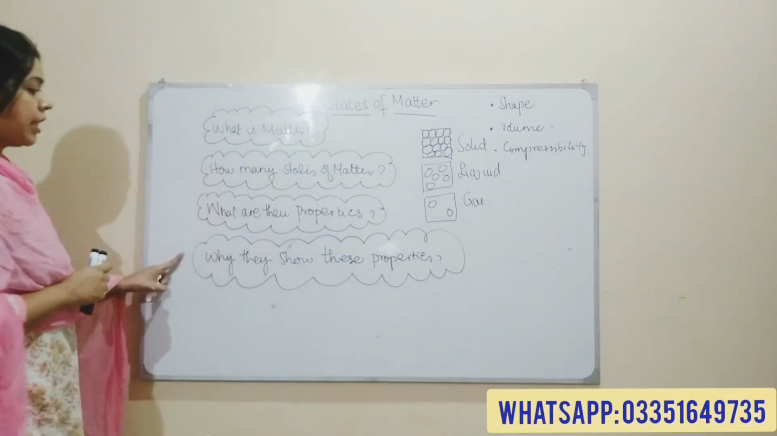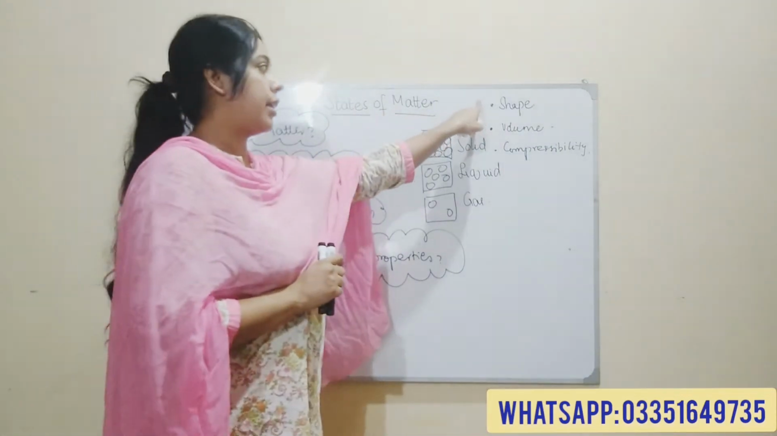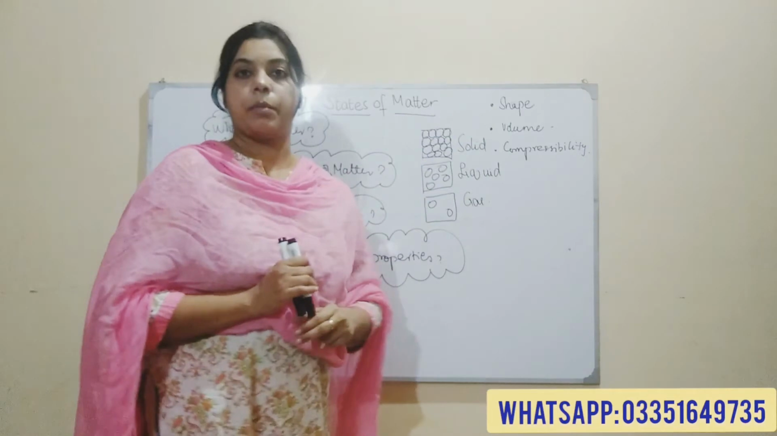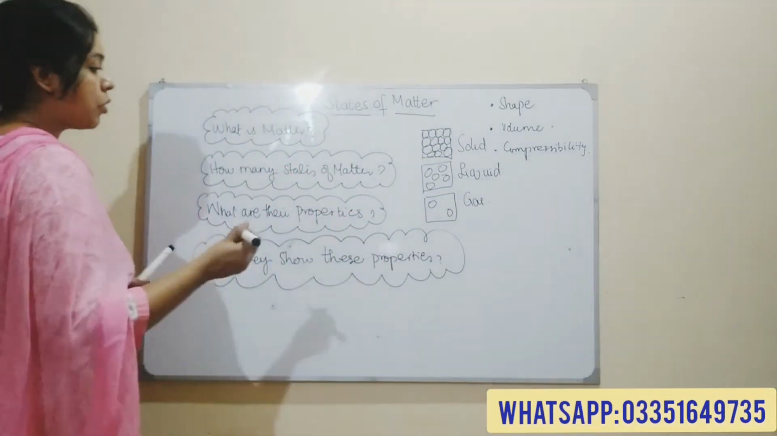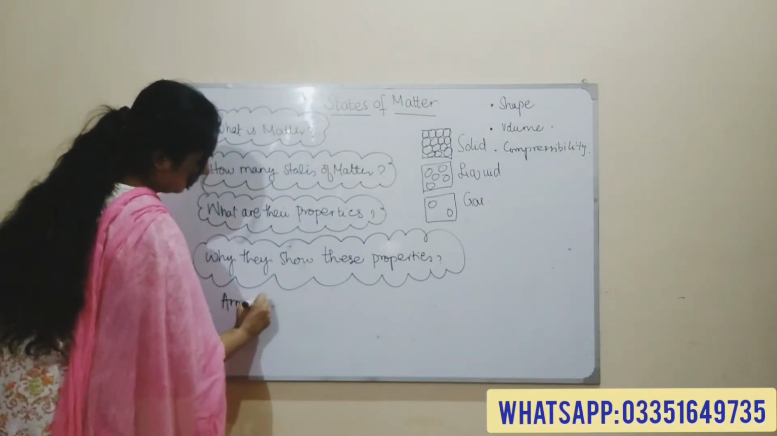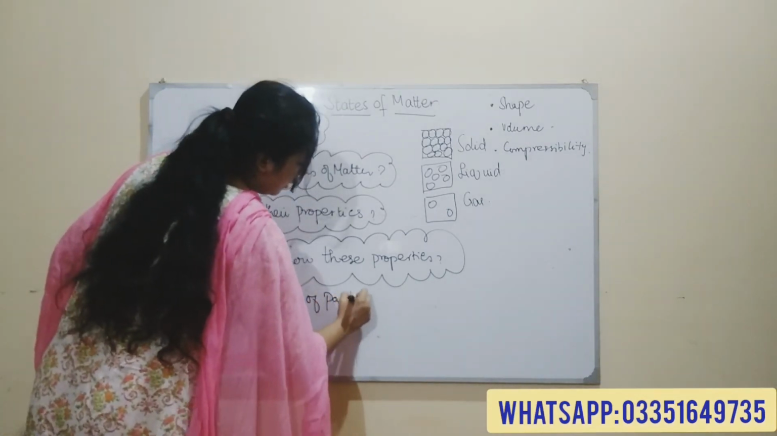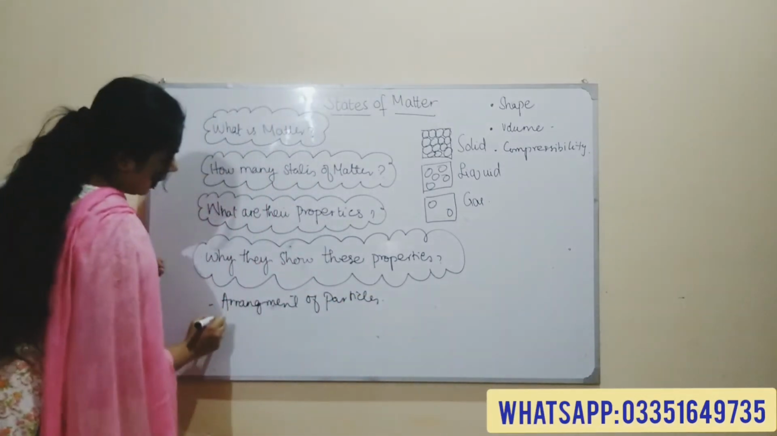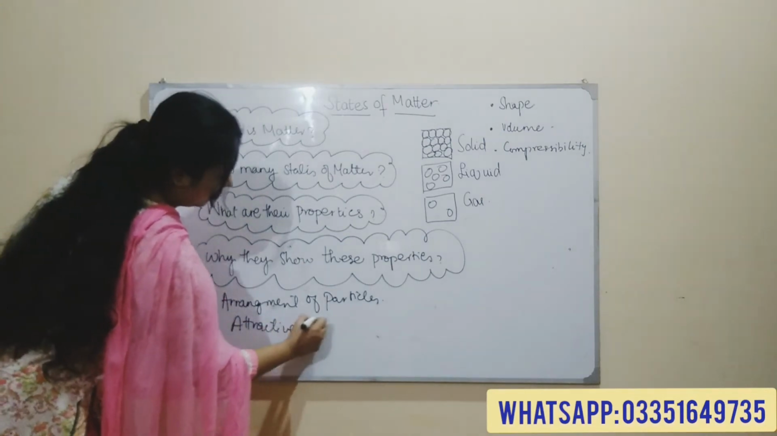The next point is why these three states of matter show these properties like shape, volume and compressibility. We are going to discuss that reasoning in terms of the arrangement of particles in solids, liquids and gases, and the attractive forces between them.